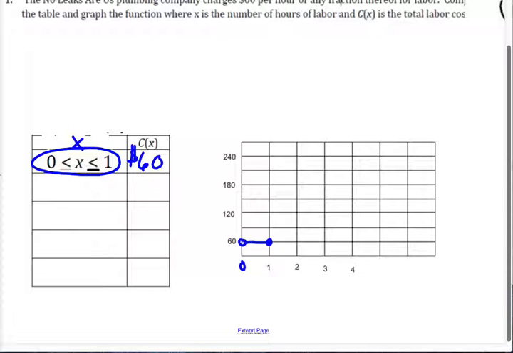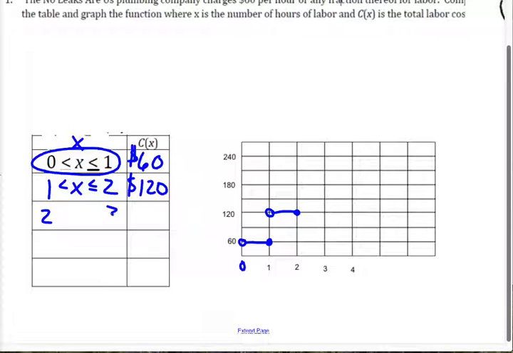Jumping up to 120 now, I'm going to put an opening there. 1 hour does not cost 120, but 1.1 hours would. Anything up to 2. Between 2 and 3 hours, actually, let me list this over here. X, this is basically, if you read this backwards, x is greater than 1, and x, I'm not reading it backwards now, is less than 2. That's going to be $120. And we just graph that.